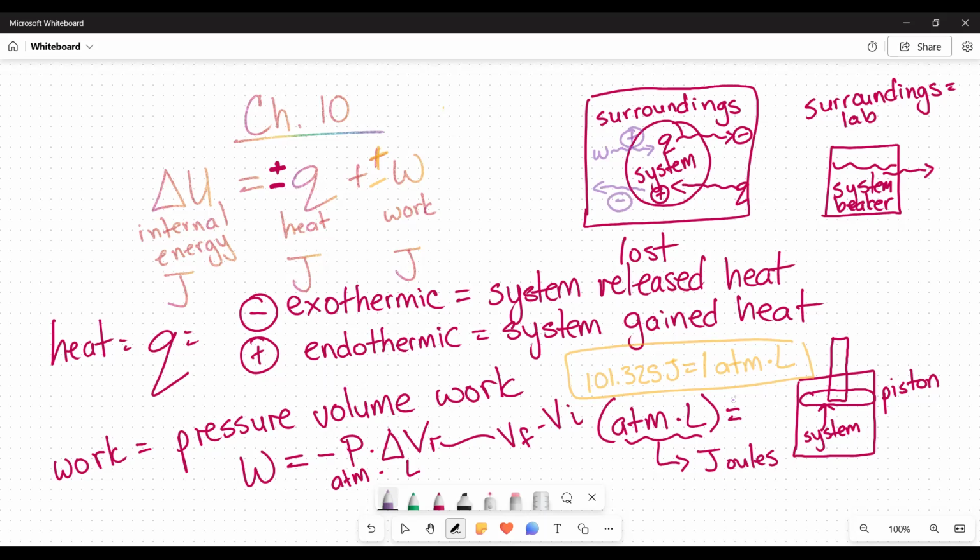So when a gas expands inside of a piston, the system is doing work on the surroundings, so work is negative. That's why we have this negative sign right here. Okay, so now we're going to stop right here and do a practice problem.